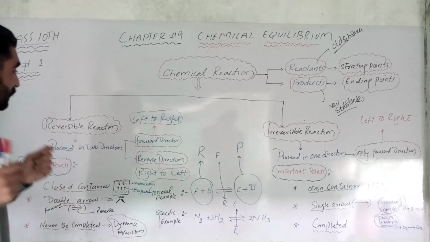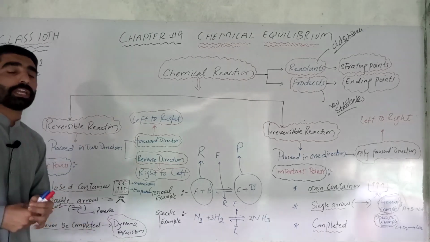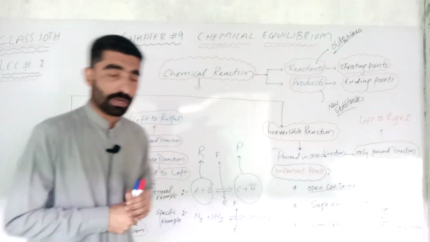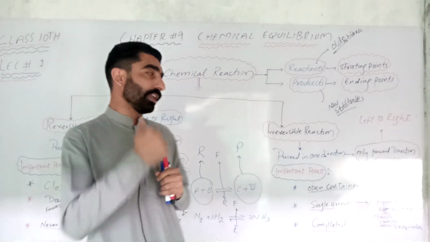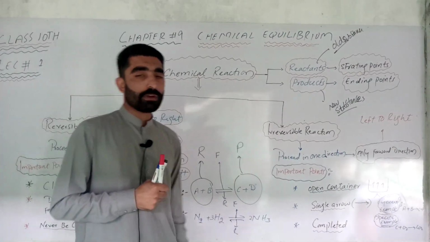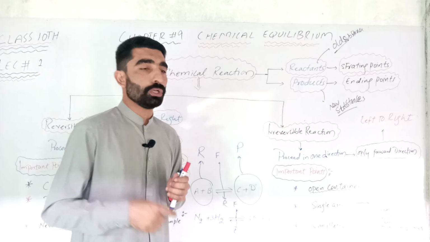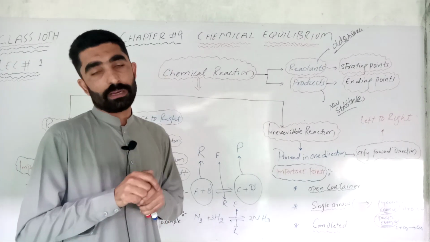The first type is the reversible reaction, a reaction which can proceed in two directions. The first is the forward direction and the second is the reverse direction. The second type is the irreversible reaction, a reaction which can proceed in only one direction.